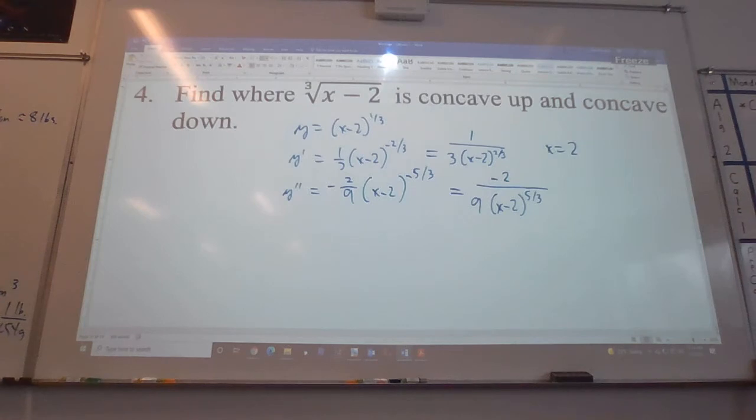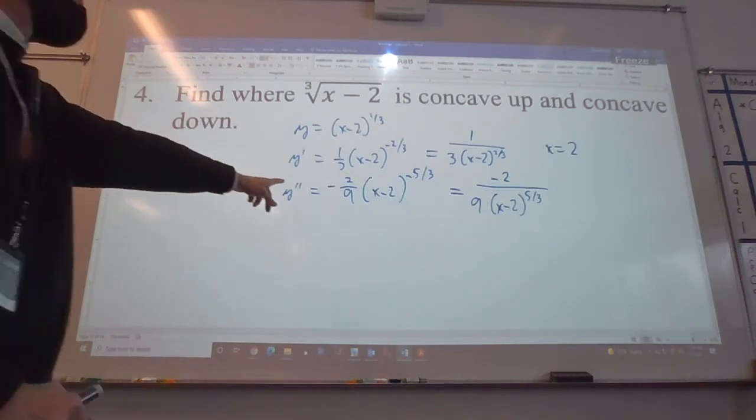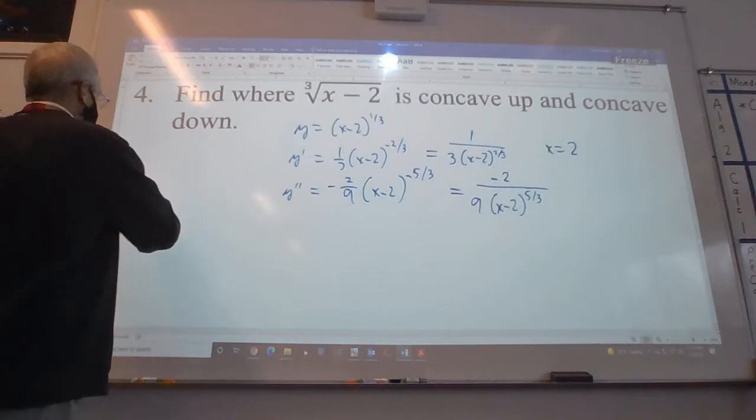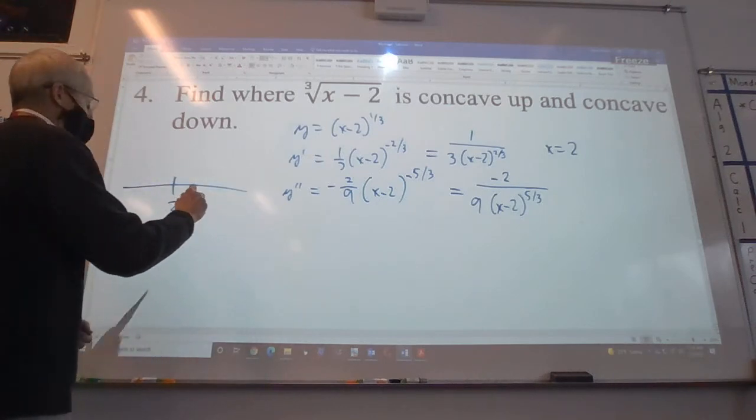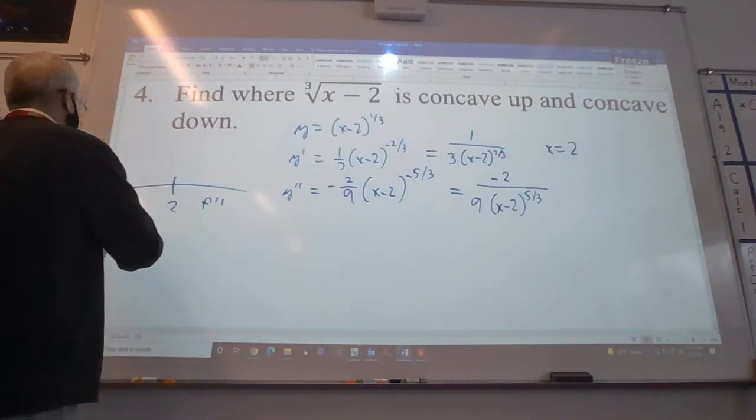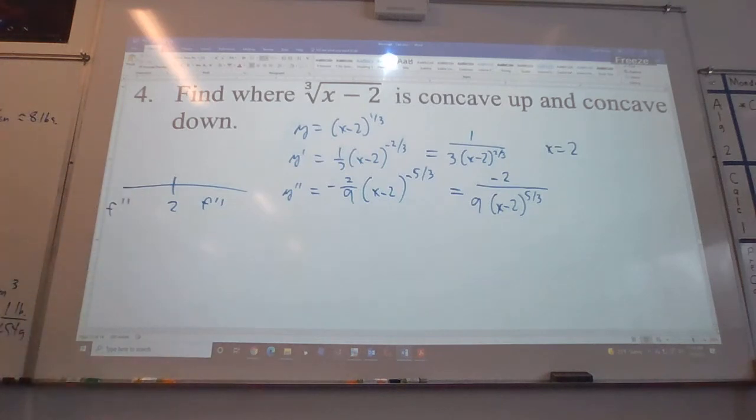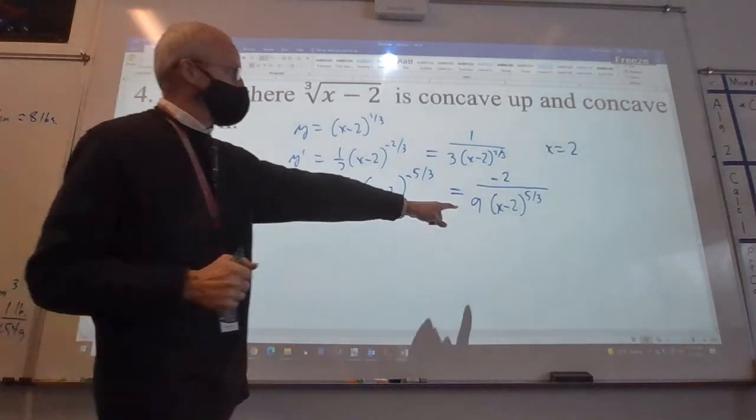Okay? So now we just want to know where the second derivative is positive or negative. So all we got to do is look at either side of 2 and say what's the second derivative on either side of 2. So here's our second derivative. So let's plug in a big number.